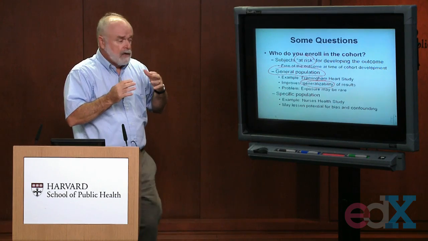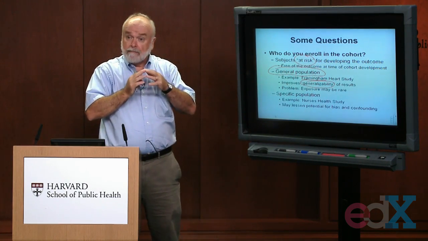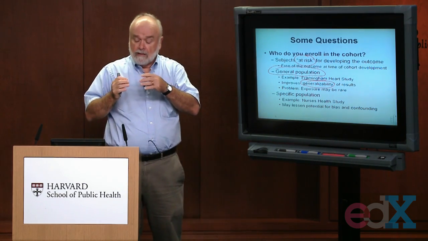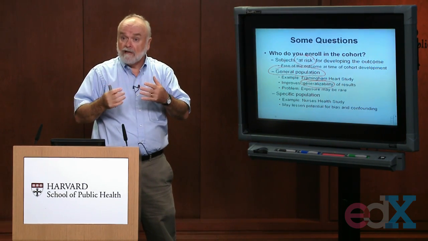Well, the problem with taking a general population is you have to have enough people in your cohort study who have the exposure, smoking, and the non-exposure, non-smoking.